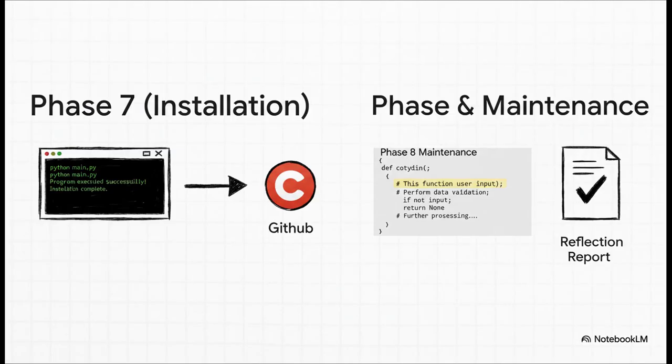Phase 7, installation, is pretty straightforward. Your final code has to run from the terminal, and you submit it on both GitHub and Canvas. Easy enough. Phase 8 is maintenance. Now, in the real world, this is about fixing bugs and adding new features later on. For this assessment, maintenance means 2 things: your reflection report and your in-code comments. Use comments to explain your logic clearly, and in your report, you can explain how you might have used AI to help refactor or improve your code.